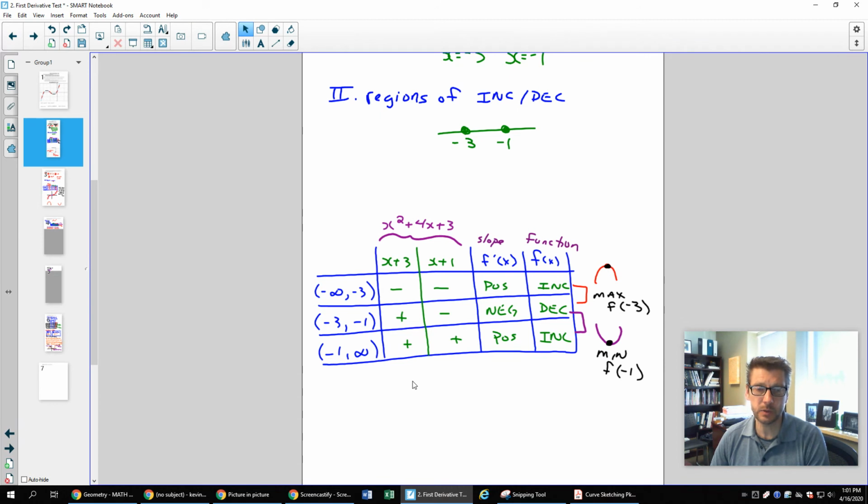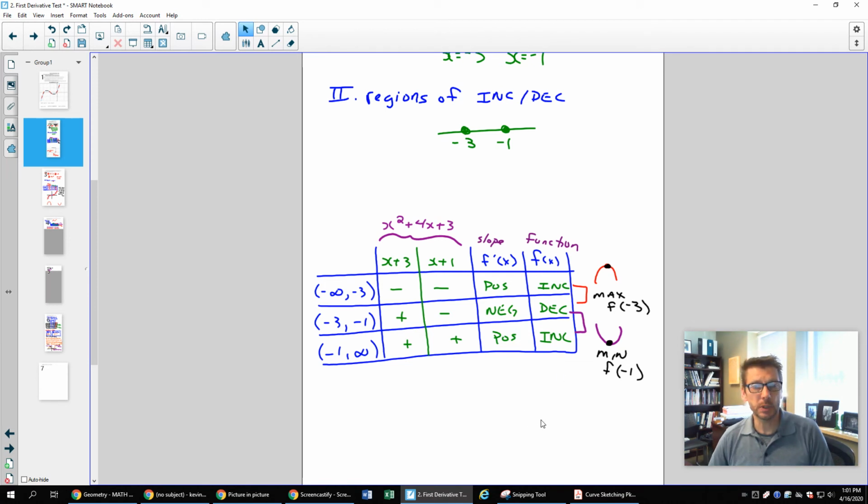And then the same thing in my table. I pick a number that's larger than negative 1, like 1,000 or 1,000,000, or pick 0. If you go 0 plus 3, that's a positive number. 0 plus 1 is a positive number. If you put 0 in your function, you still get a positive number. So I know my slope is positive from negative 1 to infinity. So I know my function is increasing from there.